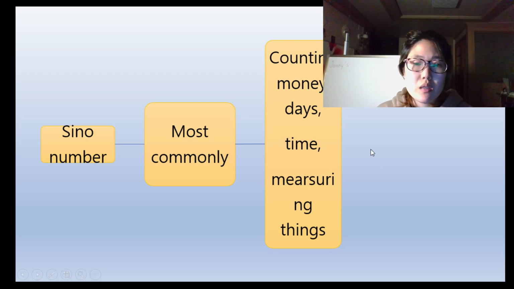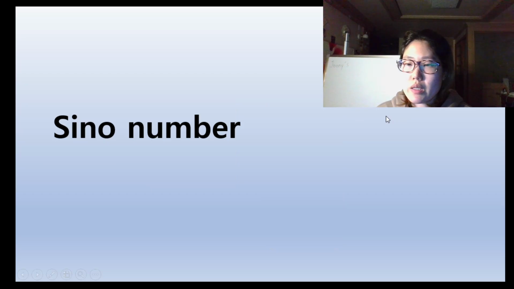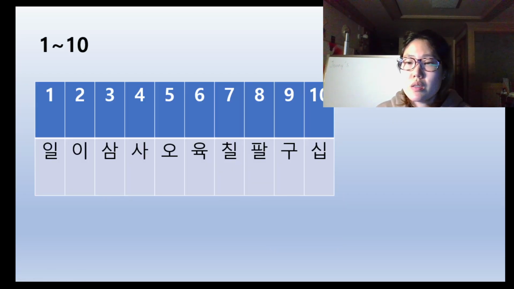Look at this. Do you know how to read the Korean language? Okay, let's see. What is a Sino number? This is a Sino number: 1, 2, 3, 4, 5, 6, 7, 8, 9, 10. Right now, just listen to how to read. I will explain more in detail a few minutes later.